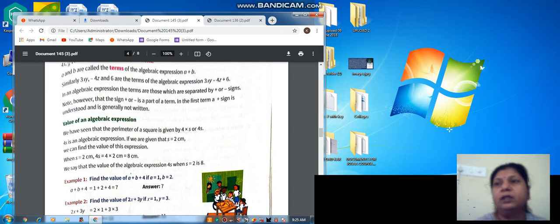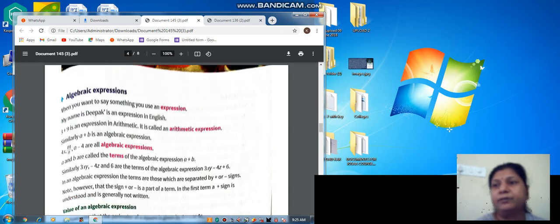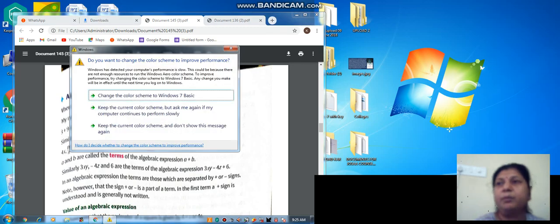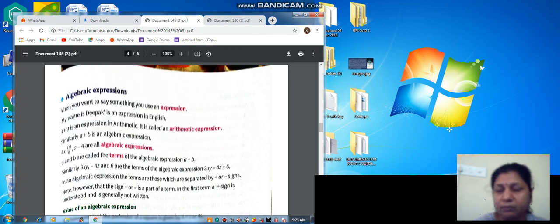Fine. Next, expression. So this is an expression that we see here: 3x minus 4z plus 6. It is an algebraic expression. So how many terms are here? 3x, comma, minus 4z, comma, 6. Here are 3 terms, always remember. Suppose here it is 4x, so it is only one term. In a minus 4, in this expression there are 2 terms, a comma minus 4.